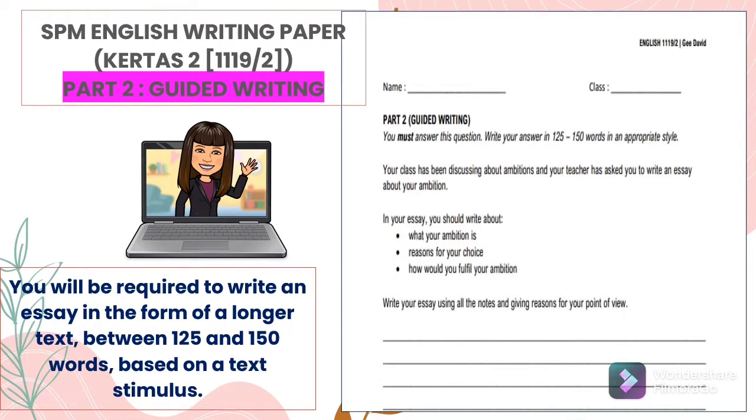Now remember, part 2 guided writing requires you to write an essay in the form of a longer text between 125 to 150 words in an appropriate style, and which is going to be based on a text stimulus. So as you can see here, you have 3 content points. This is content point 1, content point 2, and content point 3. And all these 3 content points are to be used in your essay.